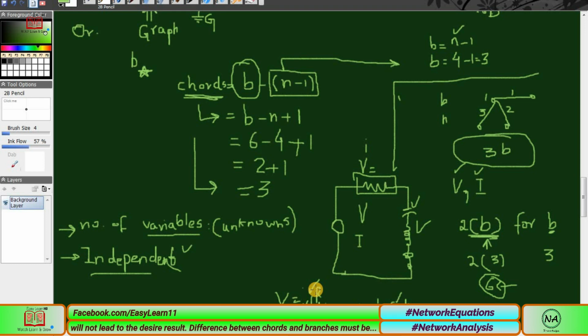So this is the benefit of the formulas, that we calculate the quantities. But first thing is we need to reduce the number of the unknowns. First step is we need to reduce the number of unknowns from 2b to b. Here in this branch we have two unknowns, voltage and current, and if we reduce it somehow to 1b, or simply b.